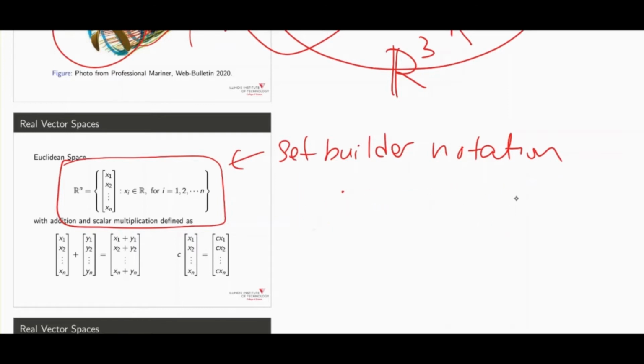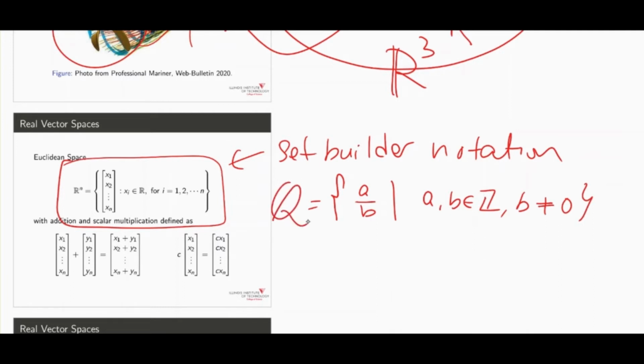So for example, I have a set called P, and this is a set that consists of elements of the form a over b, where a and b here are integers, and b here is not equal to 0. So this is actually what we usually know as the set of rational numbers. So you can see that we try to indicate what the elements look like, and then we provide descriptions for these particular elements right here.